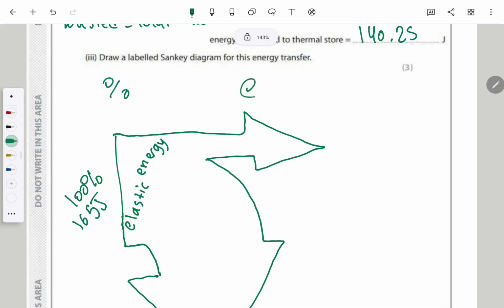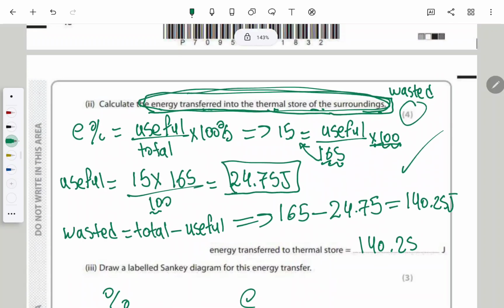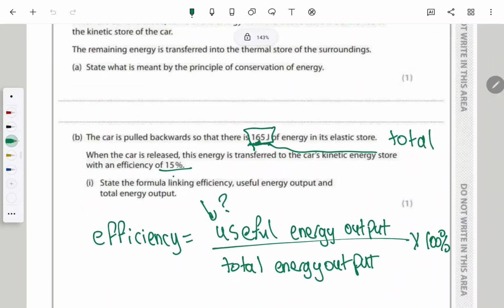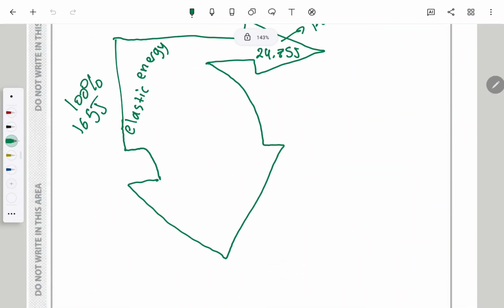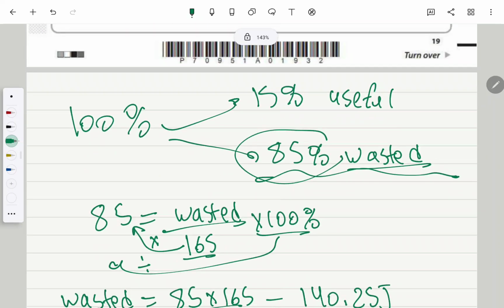And then we can see from the diagram that some of it was useful, which was 15%. Okay. Or when we calculated it, it happened to be 24.75 joules. You can write either. Okay. And this turned into kinetic energy because it was useful. And remember, the entire thing is a toy and it has wheels and it's supposed to move. So turned into kinetic energy. And then right here we have the wasted that we label as heat, which was 85%, or some people want to do it with the other numbers, so 140.25 joules. Okay. All right, I think this is good.